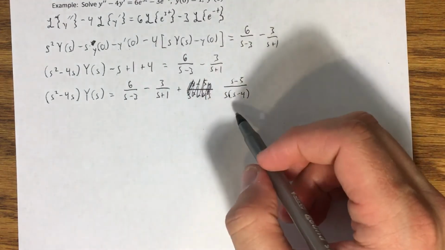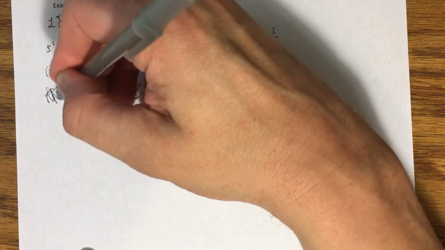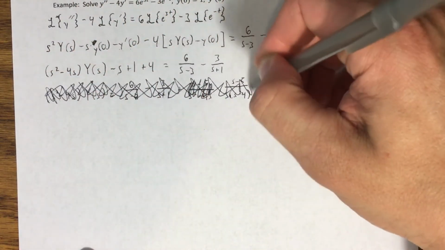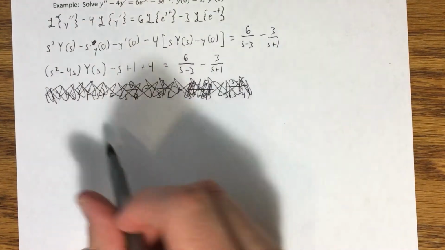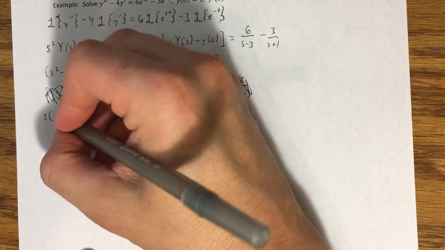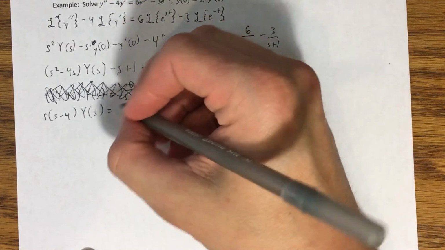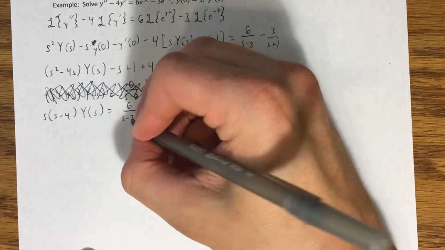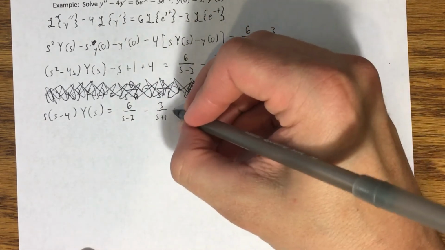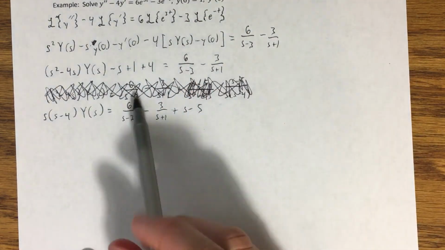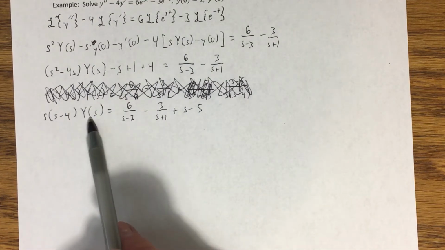And, oh, sorry, I jumped ahead of myself. I'm going to do that step over. I've noticed myself doing this before when I'm working from notes. Sometimes I read the step below where I want to be. So let's try this again. I'm going to factor that. This will look like s times s minus 4, I'll factor it there, times Y of s equals 6 over s minus 3 over s plus 1 plus s minus 5. Okay, sorry, I just needed to move that stuff over. Now I need to divide both sides by this thing to isolate Y of s.